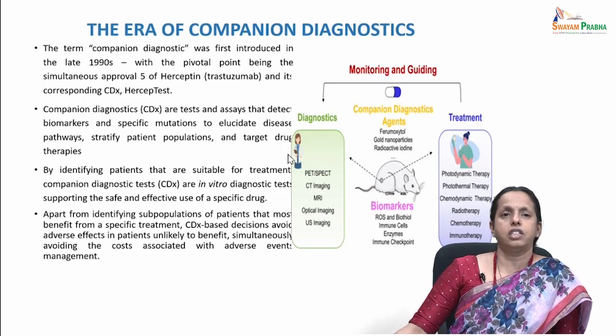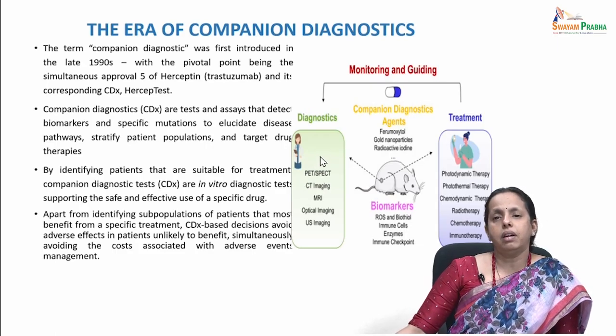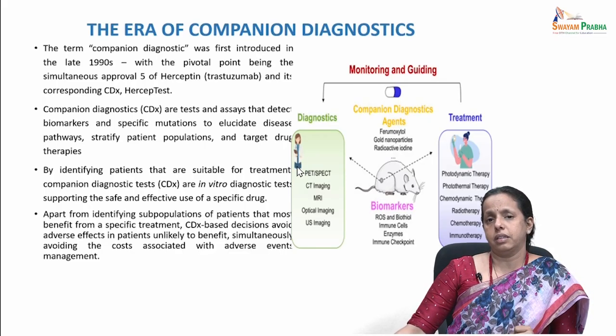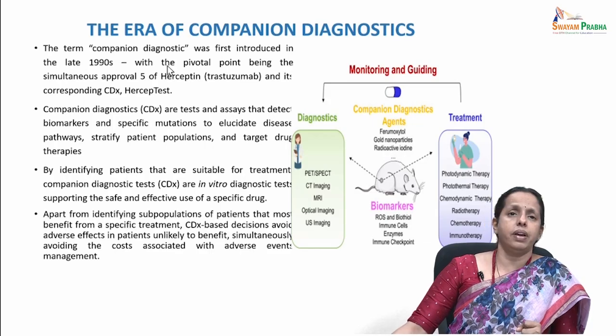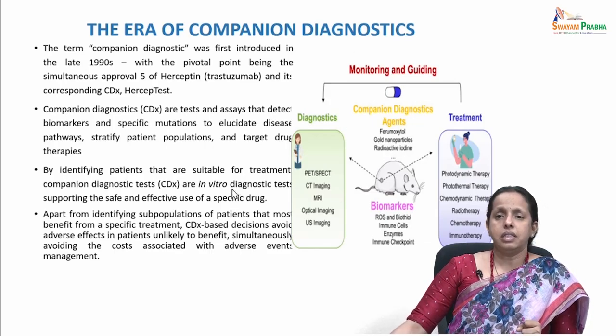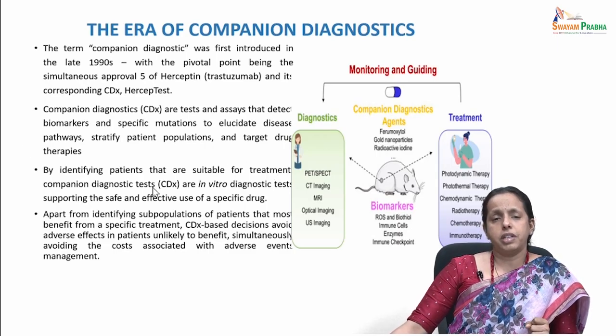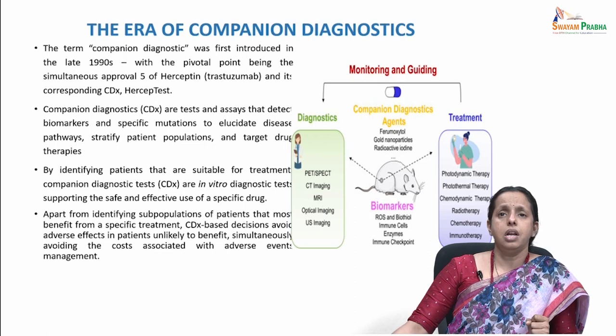For PET-CT, all of us are aware, we can really look at the tumor mass. This PET-CT, this optical imaging, is now currently being used to predict therapeutic efficacy. Companion diagnostics is very, very important in the era of precision oncology or precision medicine.